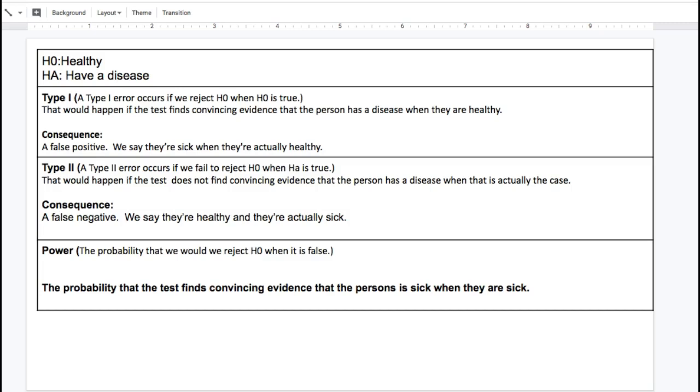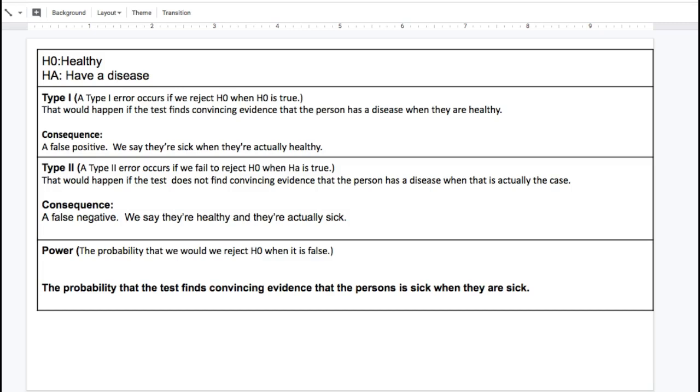Then we could have a type 2 error. So then we fail to reject the null when the alternative is true. So that means the test does not find convincing evidence that a person has a disease when they actually do. So the consequence of that is a false negative. We think they're healthy and they're actually sick. So that would be really bad. And then power, in this case, would be the probability that the test finds evidence that you are sick when you actually are. So the test is doing what it's supposed to do.